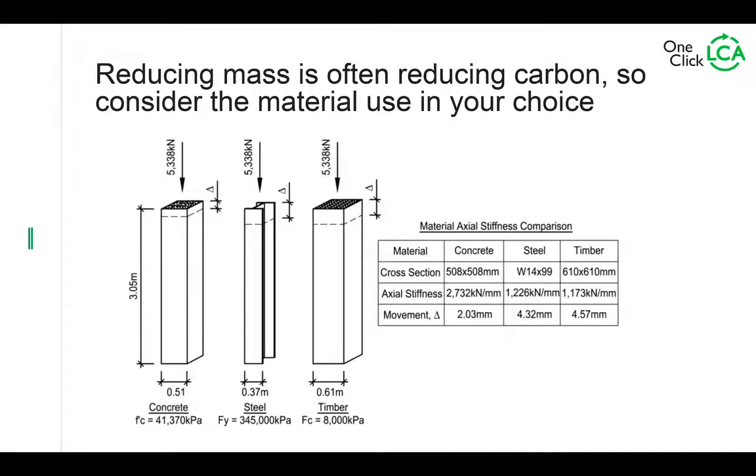Reducing mass is pretty much always reducing carbon, not literally always, but consider the material use of your choice, whichever choice you have. And then obviously the building and the structures will be dimensioned, or should be optimized, for the actual load of the building and the intended functions.